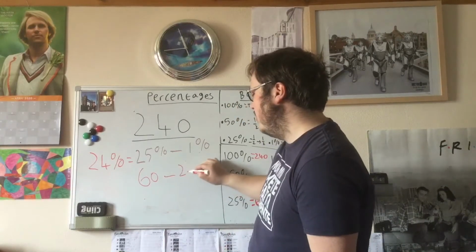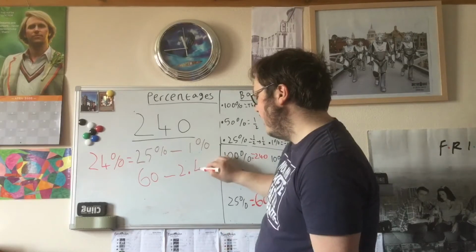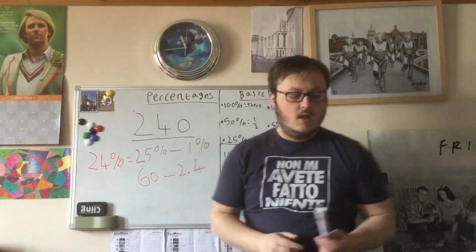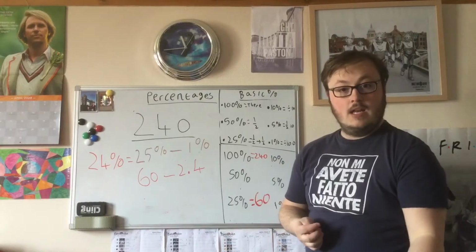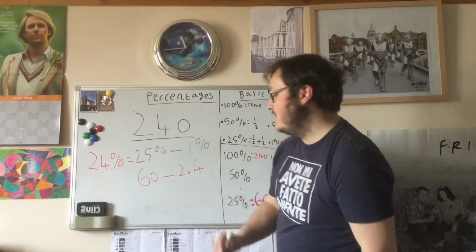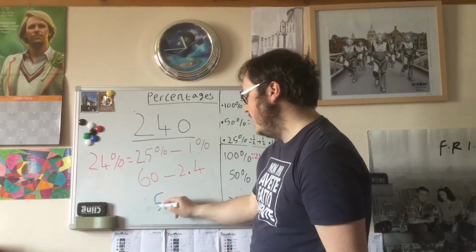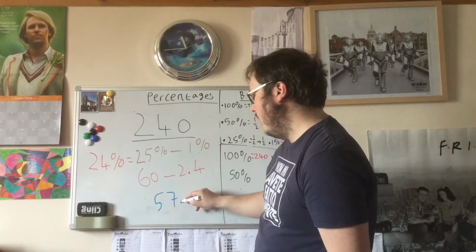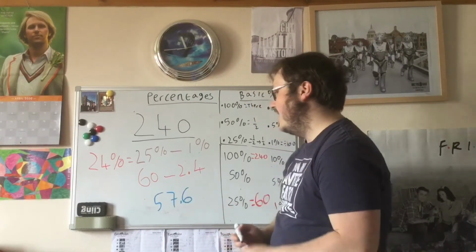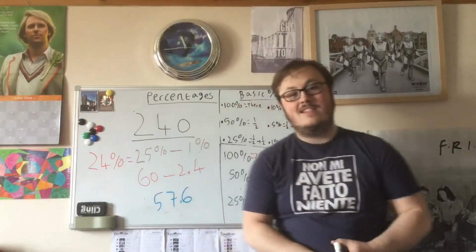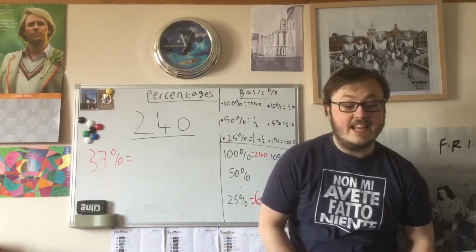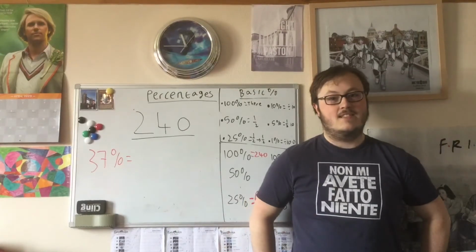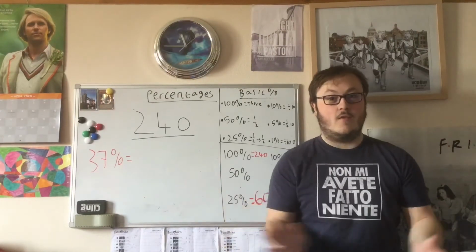So what we do is we have 60 minus 2.4. Now remember when we did subtracting decimals from early in the week? That will get us 57.6. And that is 24%. Now the last one on this example, 37%. This is a mean one, I'm sorry.